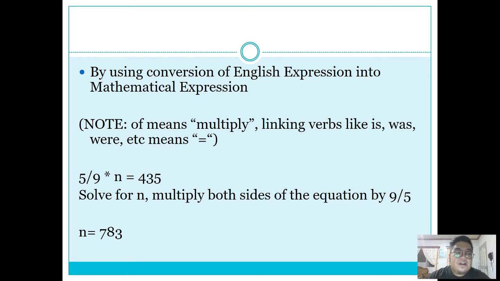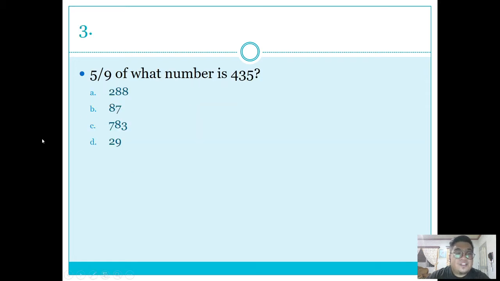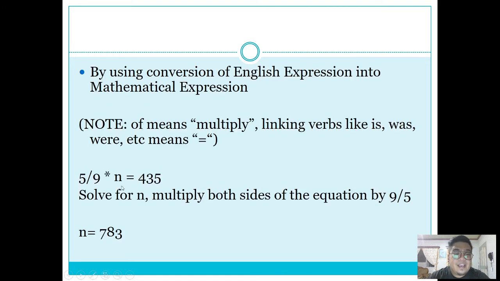So, kung babalikan natin yung question, so 5 over 9, tapos "of", ibig sabihin ng "of", multiply, of, tapos what number? Itong what number na to, ito yung hinahanap natin. Hindi natin alam kung ano yung value niya. So, we represent it as a variable n.